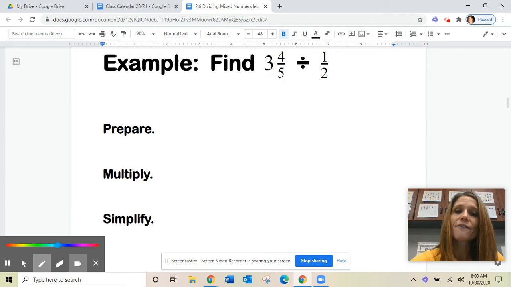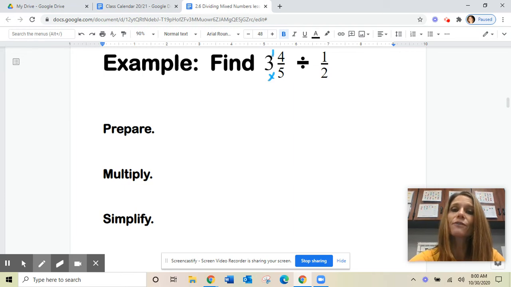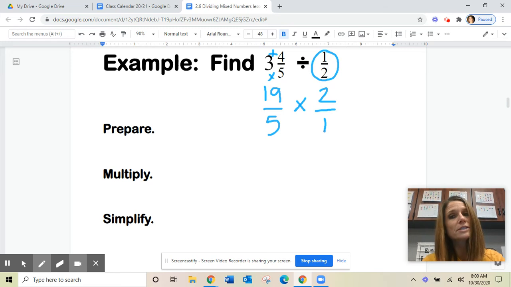I'm going to do 5 times 3, which is 15, plus 4 more, which is 19/5. Now we notice that a half is still a half, so I'm going to instead multiply this by the reciprocal. If this had been a mixed number, I would want to make it improper first and then go back in a separate step and flip it over. But because it's already a fraction, I don't need to worry about that. My prepare is all set.